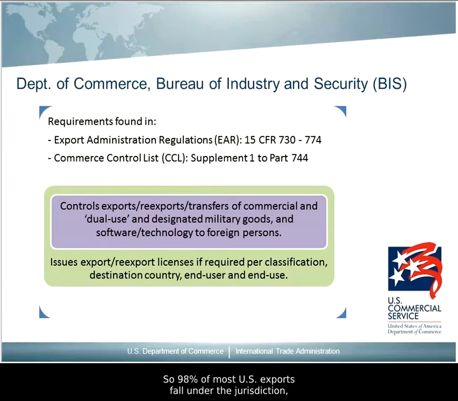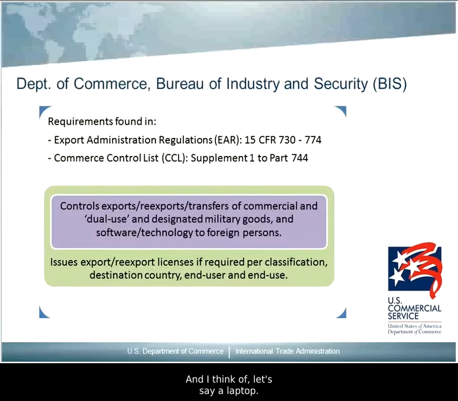So 98% of most U.S. exports fall under the jurisdiction of, or are controlled by, if you will, the EAR, the Export Administration Regulations. And just putting it in very simple terms, this is the set of regulations that controls all commercial items. You know, those items that don't have a predominant, an overwhelming military application. It also controls those items, though, that are dual use in nature, meaning that they can be used for commercial purposes as well as military purposes.